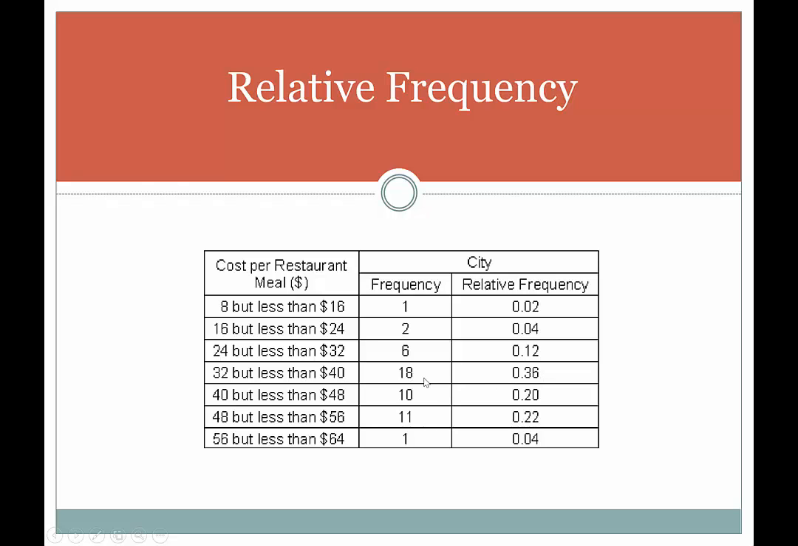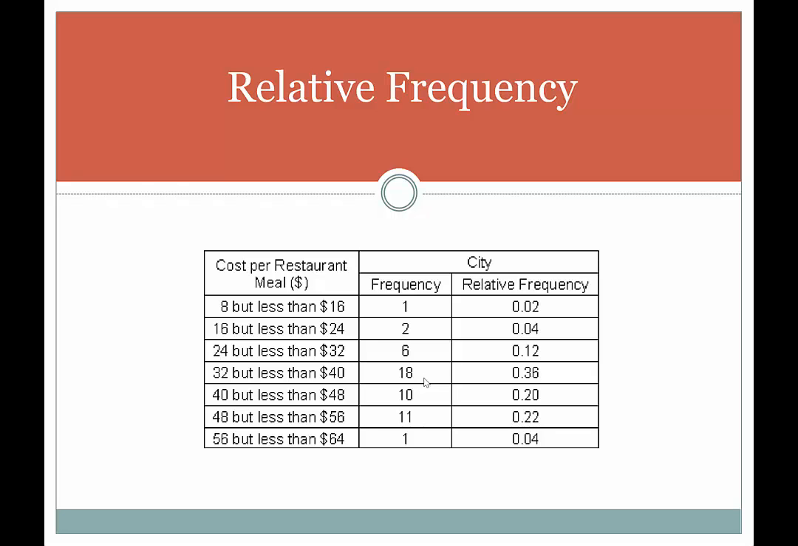If I went and told somebody that, hey, there was a study and 18 of the meals they looked at fell into that category of $32 to $40, what does that tell you? It all depends on how many observations were made, right? I mean, if they looked at 500 restaurants and 500 meals, then saying that only 18 fell into that range is okay. It's a tiny amount, right? So we don't have to worry about it then. It's not too expensive to go out and eat in that city.